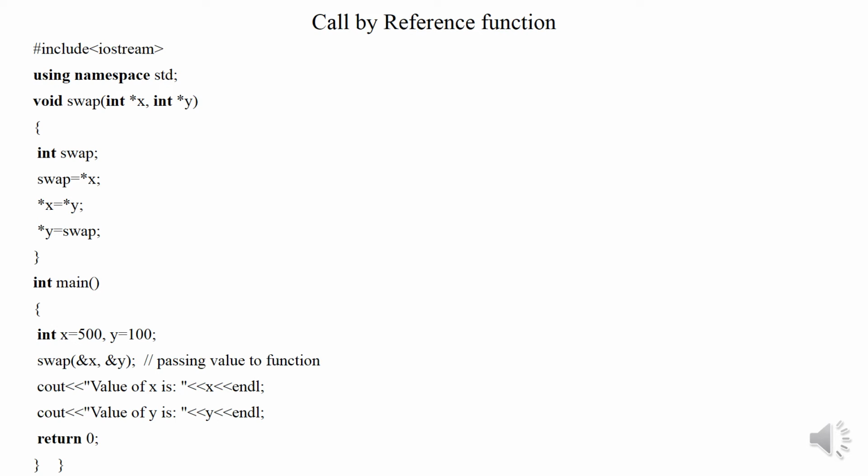So integer swap is equal to star x. Here we have to use a third variable for swapping also. So that will store the value of x, because we have to refer to the pointer's value of x. You know the swapping very well. That will print x is equal to 100 and y is equal to 500. So that is called by reference function.